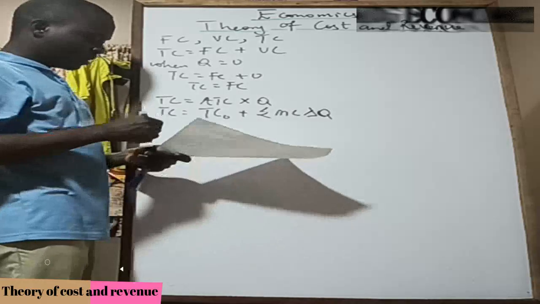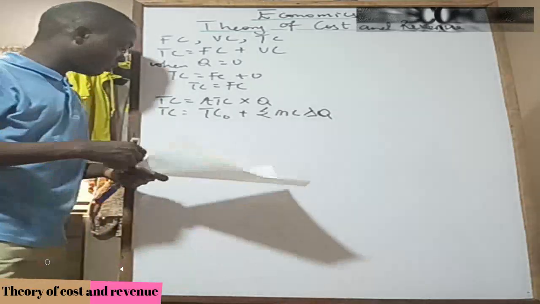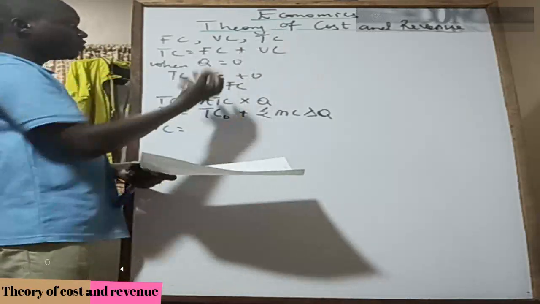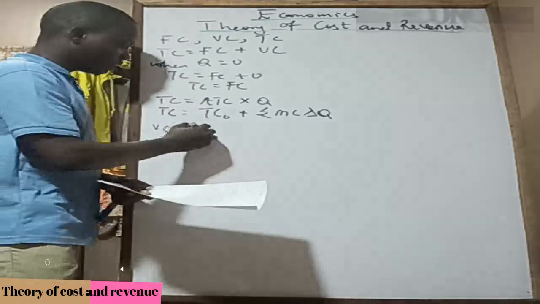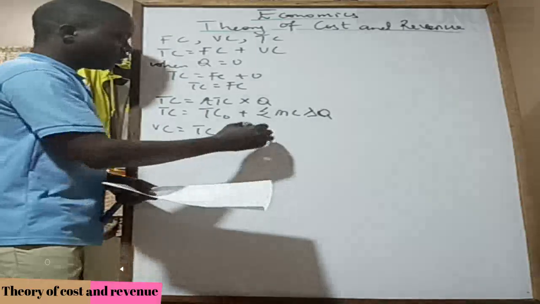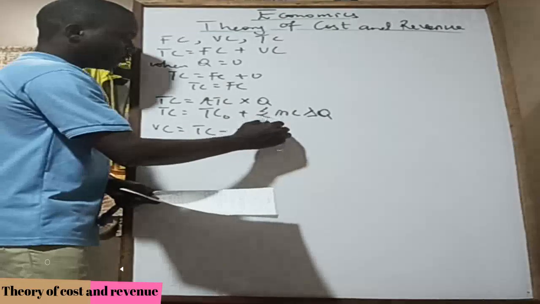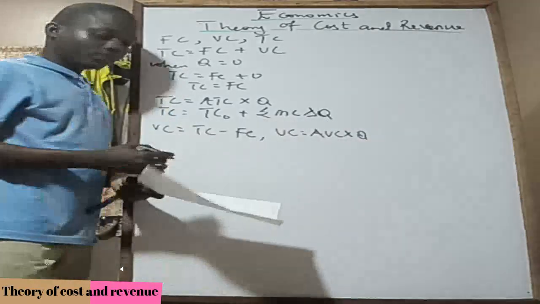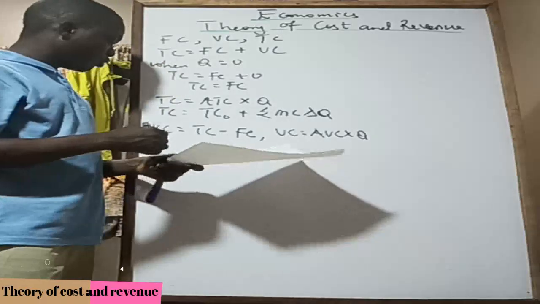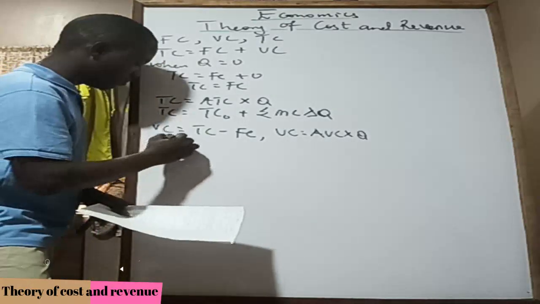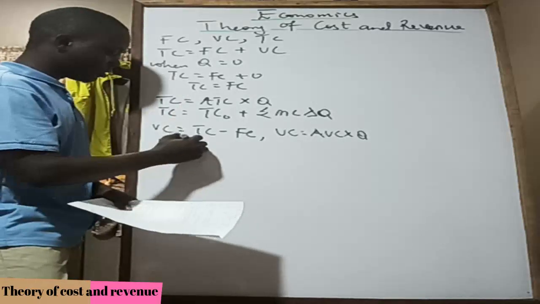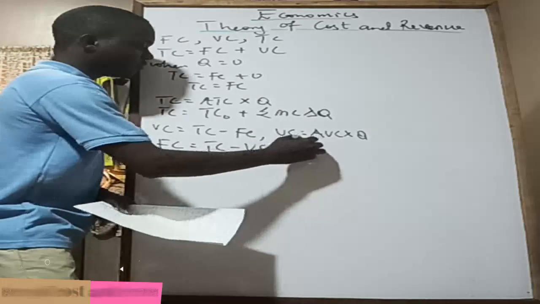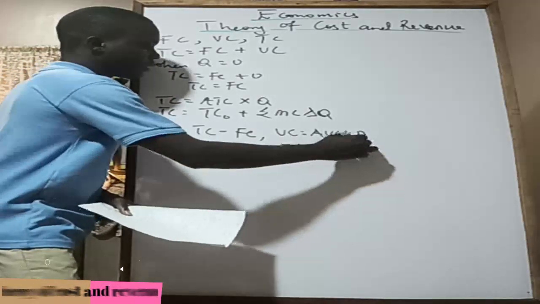Okay, no. Now, that being said, what other cost concepts do we have? Variable cost: since total cost is fixed cost plus variable cost, variable cost is going to be TC minus FC. Another way to get your variable cost is average variable cost multiplied by quantity. Then you have your fixed cost. A way to get your fixed cost is total cost minus variable cost. Another way to get your fixed cost is average fixed cost multiplied by quantity.